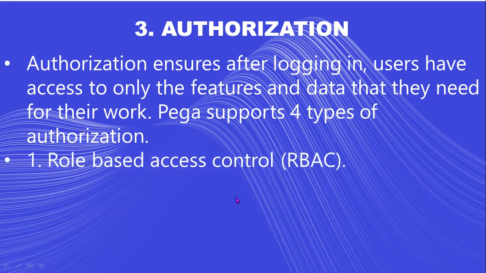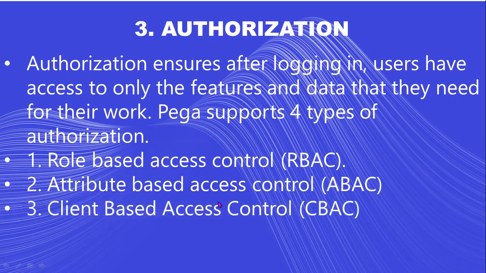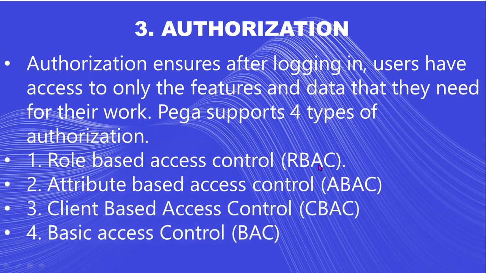There are again 4 ways to implement this authorization: role-based access control, attribute-based access control, client-based access control, and basic access control. In general, when people are asked what the ways to implement authorization are, they say role-based access control and attribute-based access control. But we have client-based access control and basic access control as well. From PEGA 8.5, we have the basic access control.